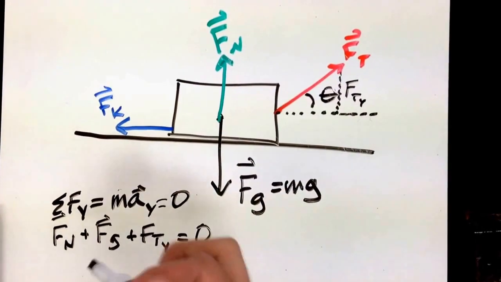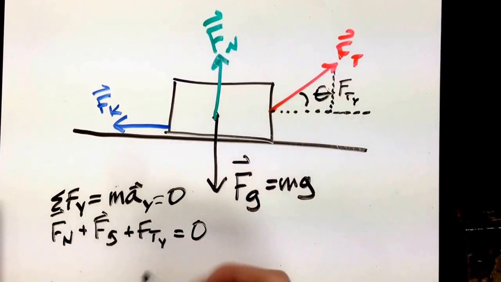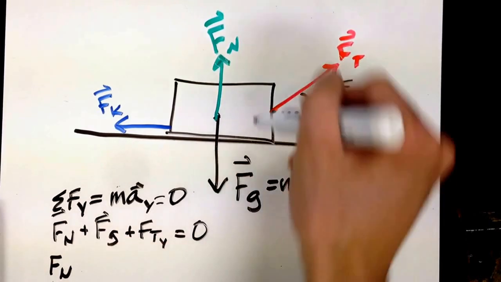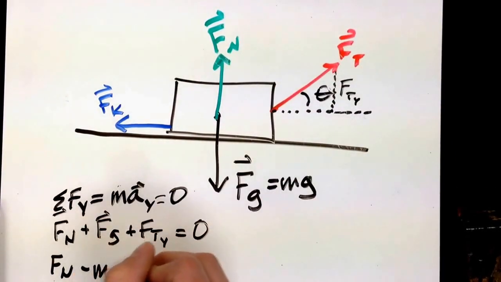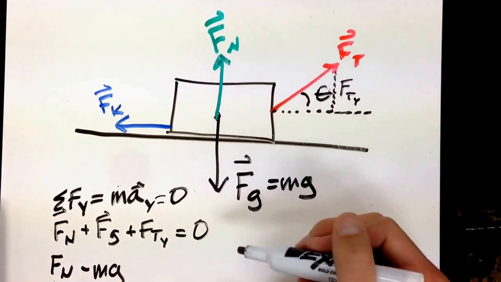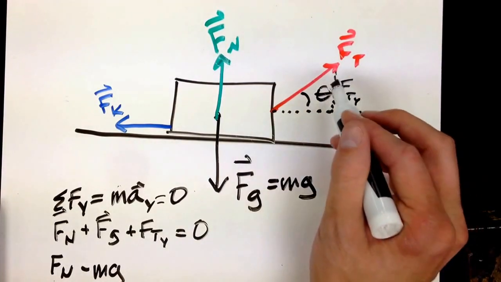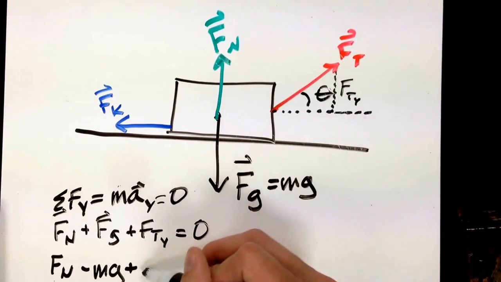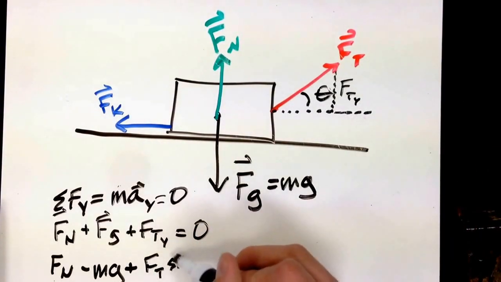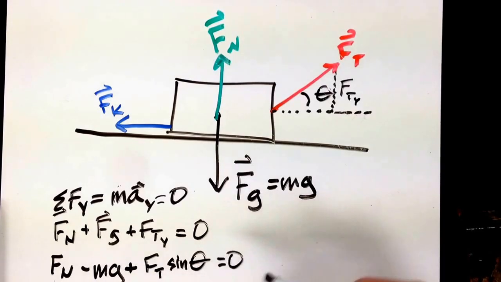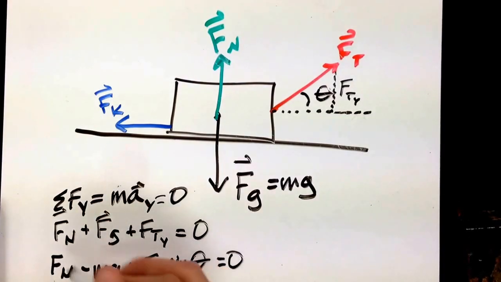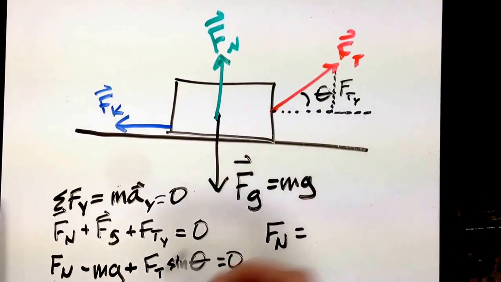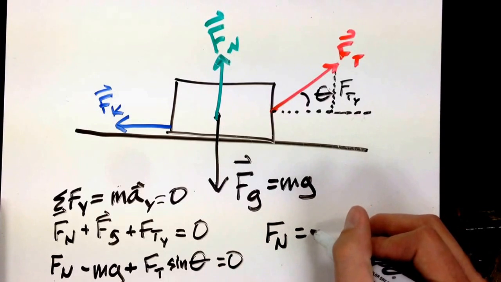I don't know what Fn is. Let's say I'm solving for Fn. But I do know that Fg is mg down. So that's going to be minus mg and then plus Fty. Fty is the opposite to this angle, so it is directed up, so it's going to be plus Ft sine of theta, because again it's the opposite. Now to solve for Fn, I would add mg to the other side, and then I would subtract Ft sine theta.